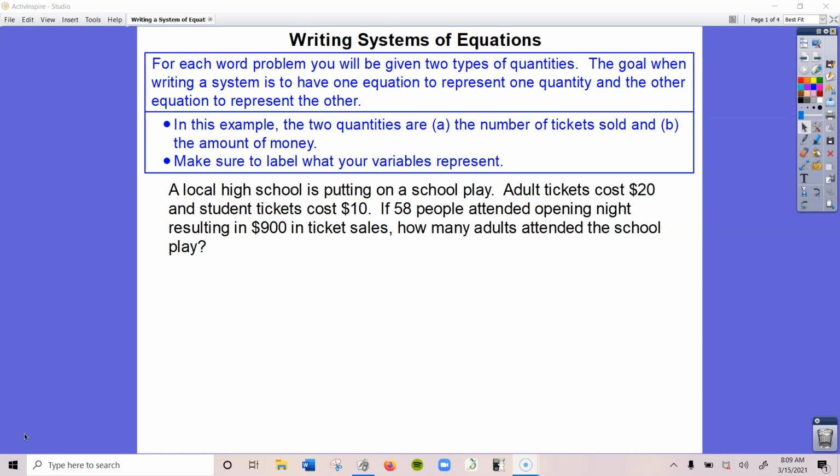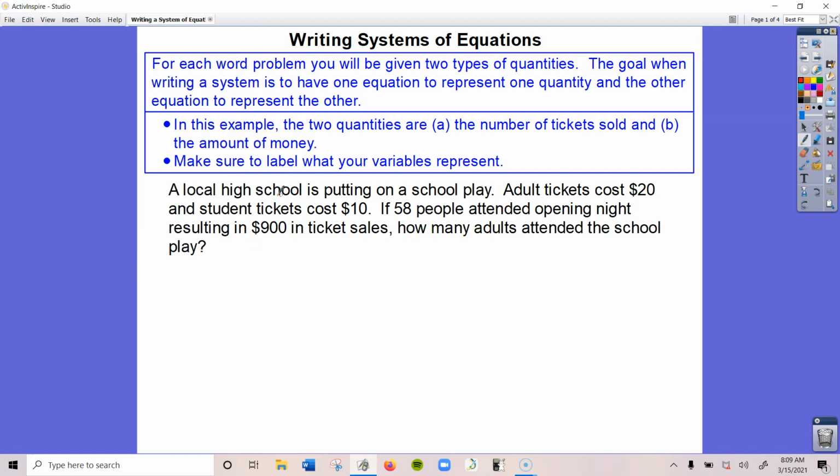Hey guys, today we're going to learn how to write a system of equations based on word problems. Now for each of the word problems we're going to look at, you will be given two types of quantities. The goal when you're writing a system is to have one equation to represent one quantity and the other equation to represent the other. Now before I explain the rest of this that's in blue, let's read this question.